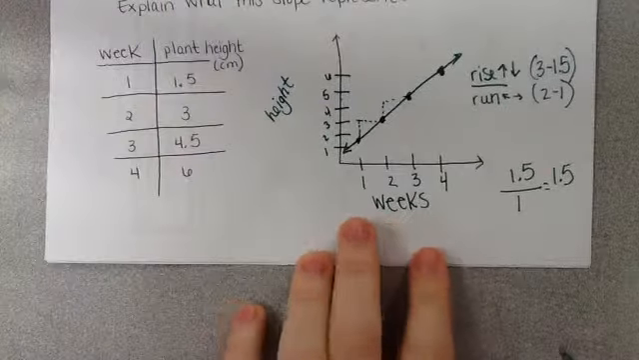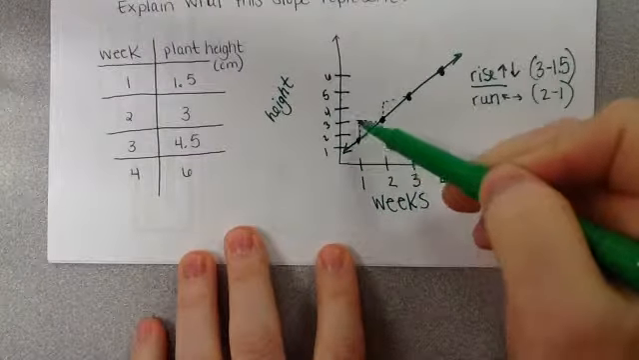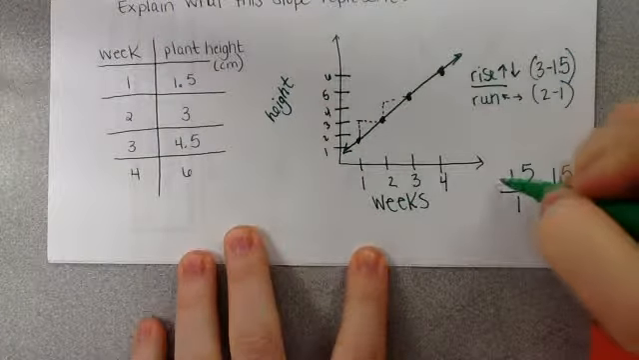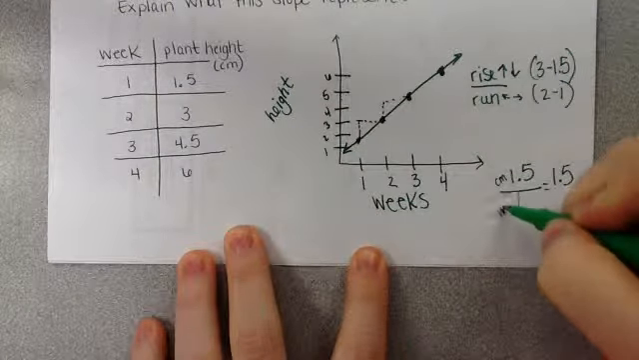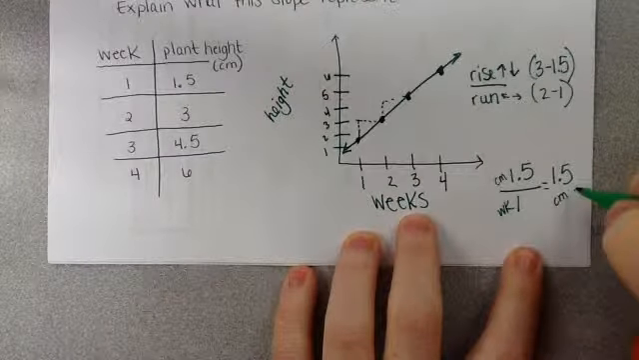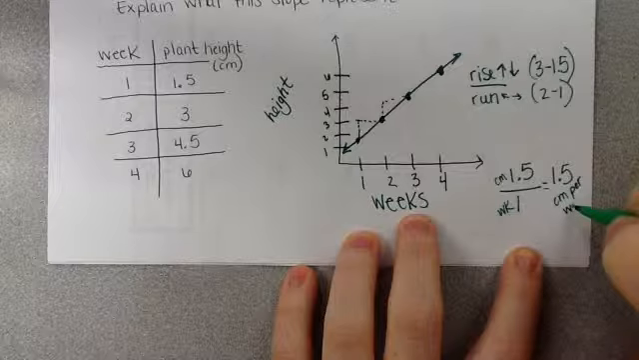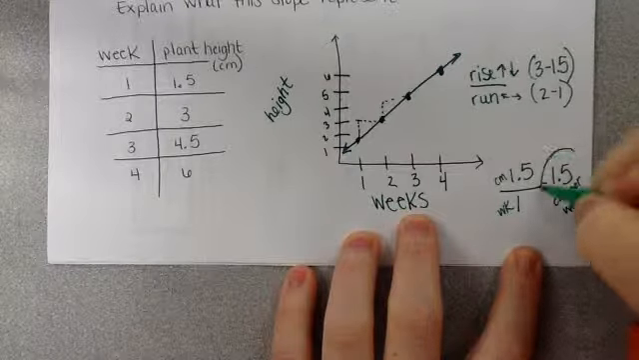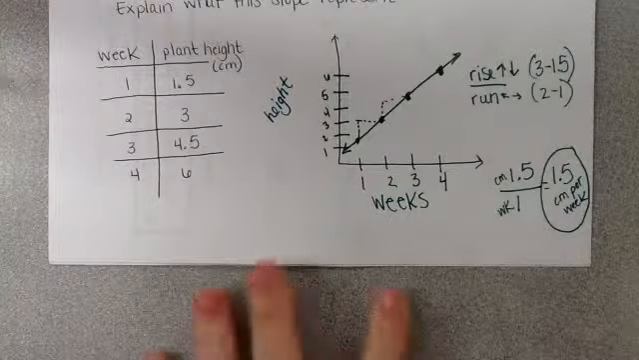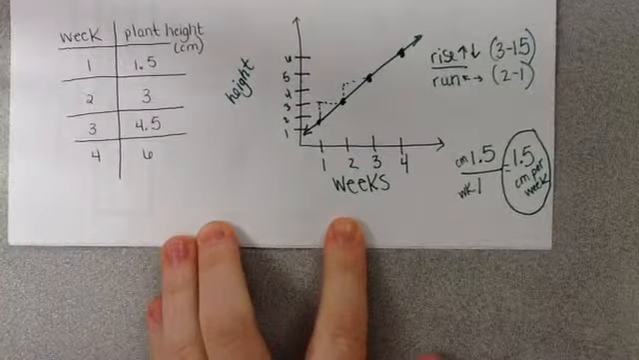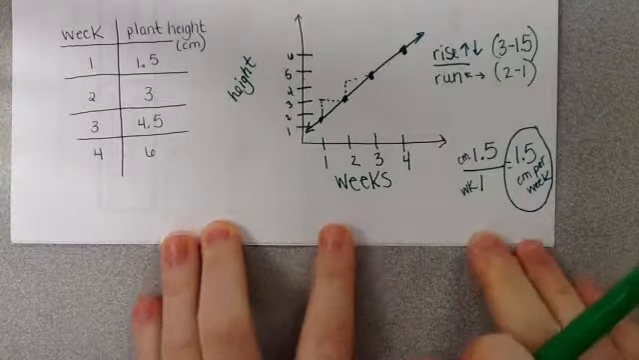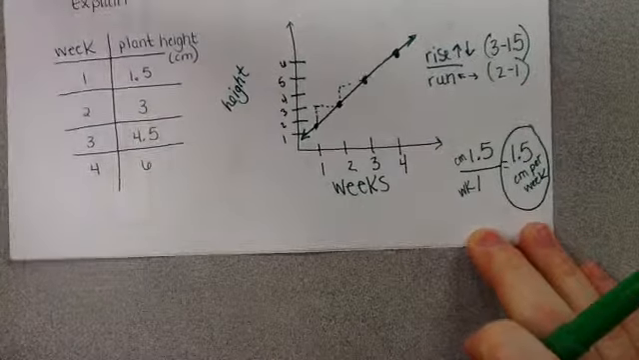And what does this mean? Height is what I go up by, so this would be centimeters per week. 1.5 centimeters per week. So just what we've been doing, exactly the same thing. Except now we just put this whole rise over run. Try another one.